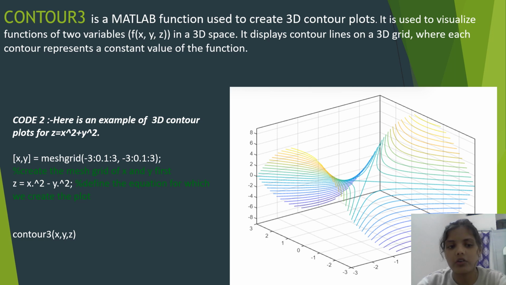First we declare the meshgrid for the variables x, y within the range of -3 to 3 with the step size 0.1. And then after this we define an equation for which we want to create a plot. Then we apply a simple command, that is contour3, for plotting the graph. After running the code, we get this kind of graph. This is a 3D graph which is movable, but this is a screenshot, so I can't move it.